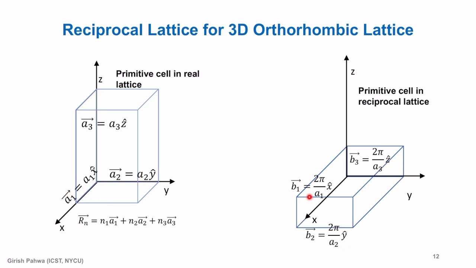Because this is the shortest, this becomes the longest. Then this, and then this is the longest, so this becomes the shortest. Right, 2π/a1, 2π/a2, 2π/a3. Simple, but you can only do this when you have these orthorhombic, rectangular, cubic type of systems. It means a1, a2, a3 are mutually perpendicular to each other.